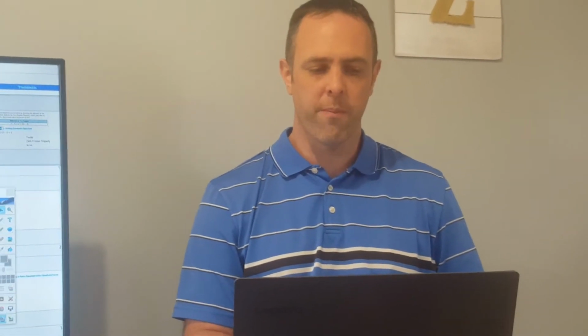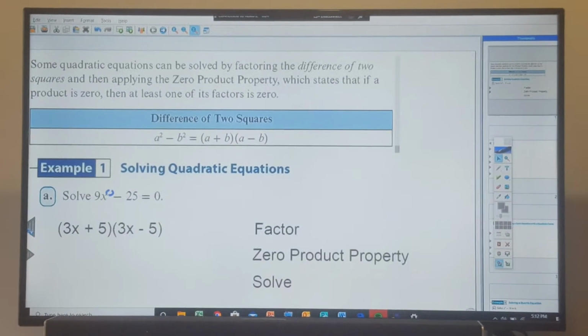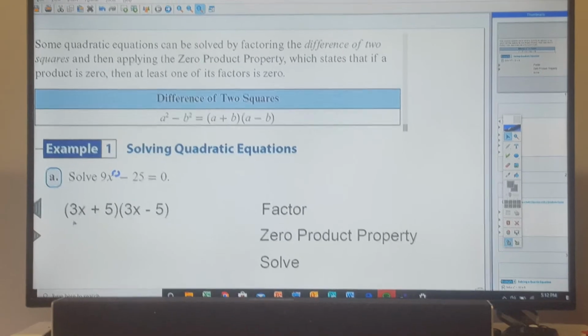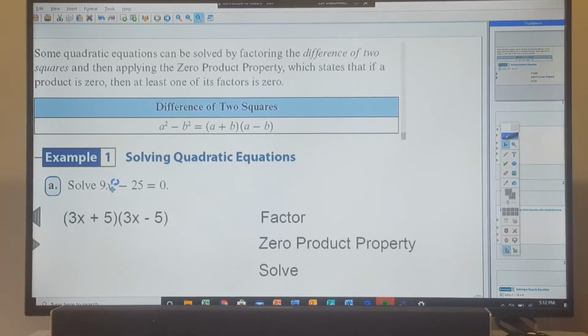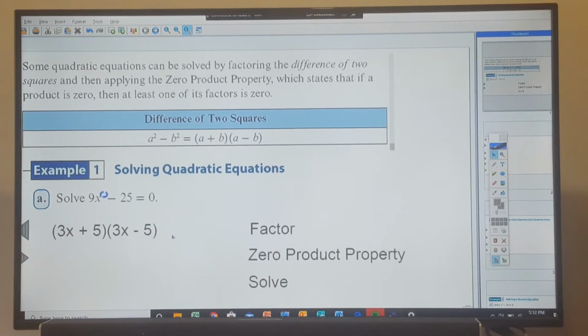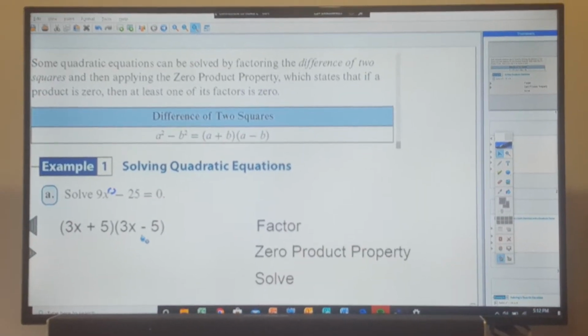So we look at this and put it in the format. You've got 3x plus 5 times 3x minus 5. Since 3x times 3x gives me 9x squared, and 5 times negative 5 gives me negative 25. We factored this first: 3x plus 5, 3x minus 5.